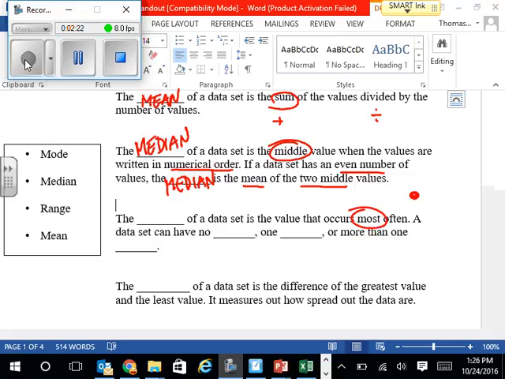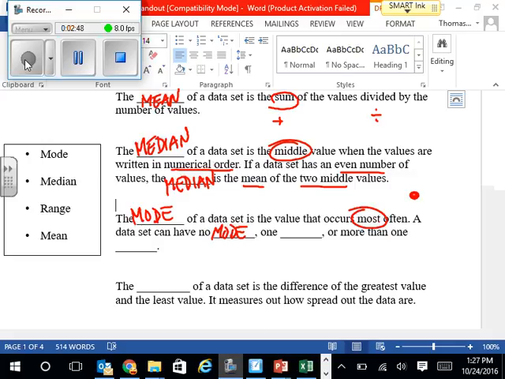One mode, 1, 2, 3, 4, 5. Okay, 3 is the mode. And then, of course, more than one mode. 1, 2, 2, 3, 4, 5. 2 and 3 are modes because they both show up more than the others, but not more than each other. And then that last guy right there, it still works out.